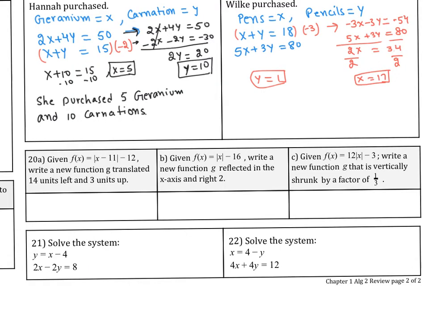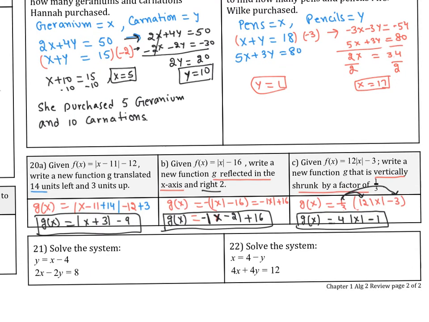Now let's just do number 20. For g, you're going 14 units left, which means inside add 14. 3 units up means outside add 3. And then the final function would be |x + 3| minus 9.